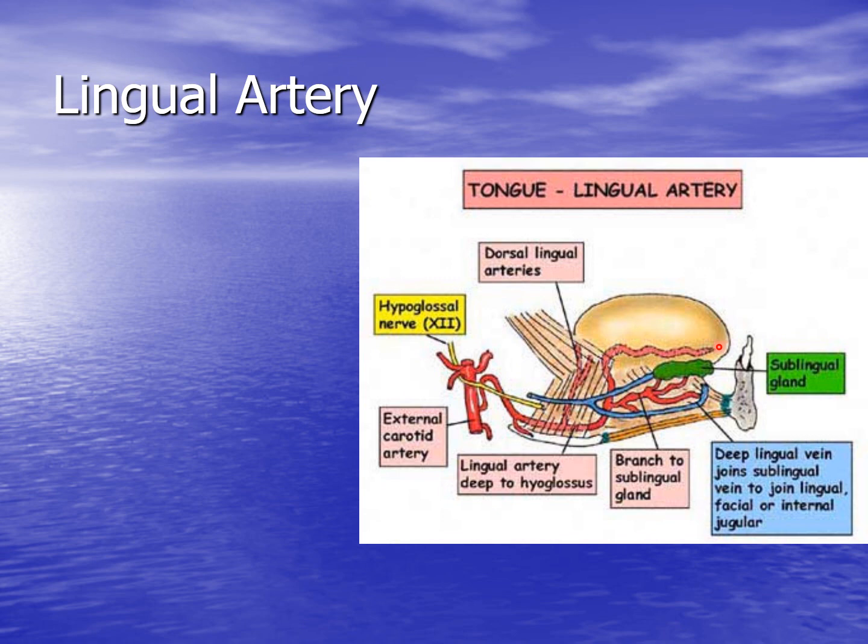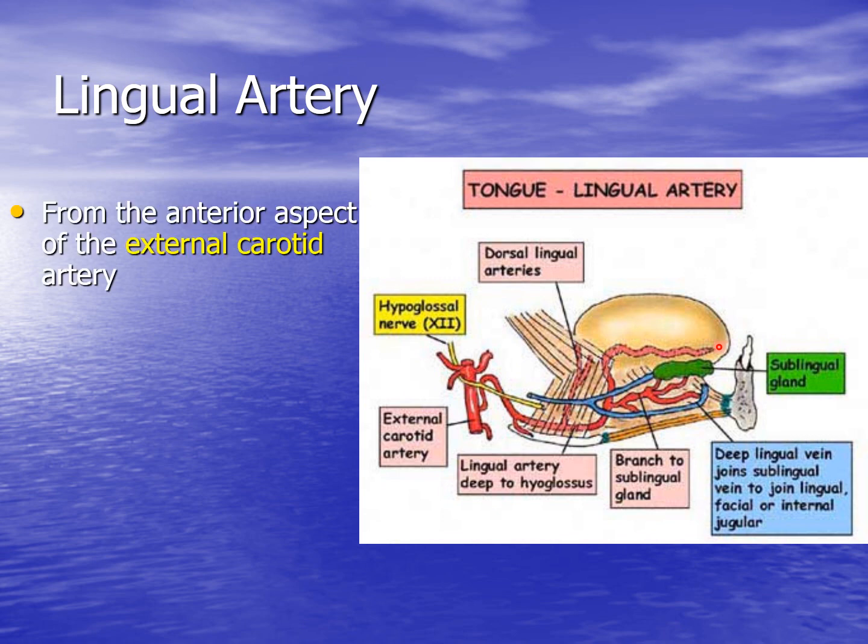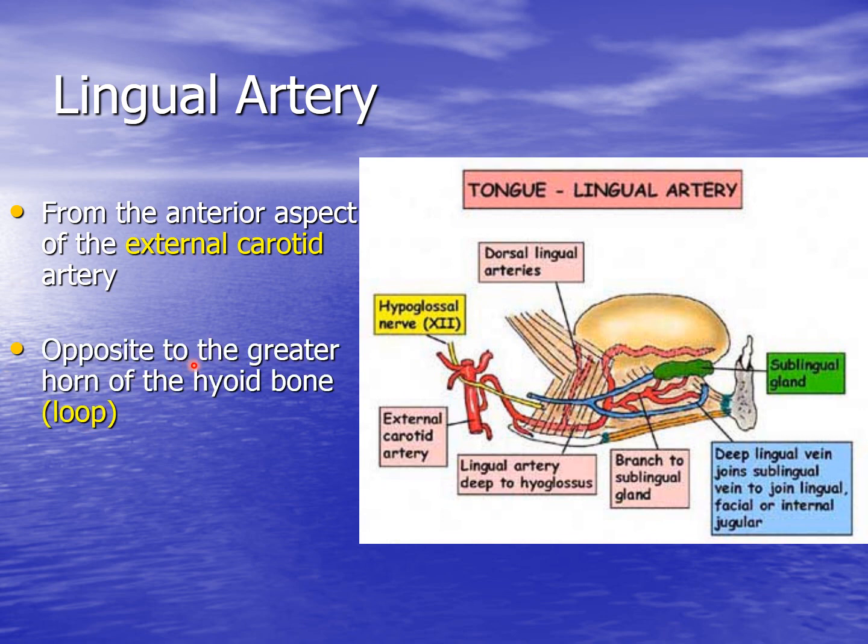So the lingual artery at first is a branch from the external carotid artery opposite the greater horn of the hyoid bone, and it forms a loop upwards. It is divided into 3 parts by the hyoglossus muscle. The first part is before the hyoglossus muscle, the second part deep to the muscle, and the third part after the muscle.